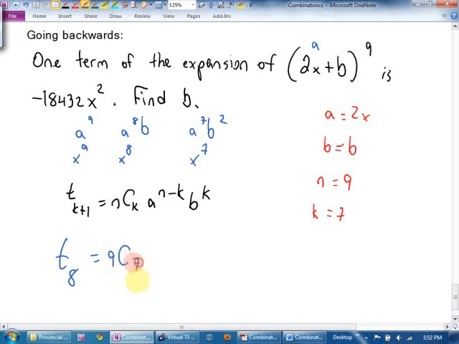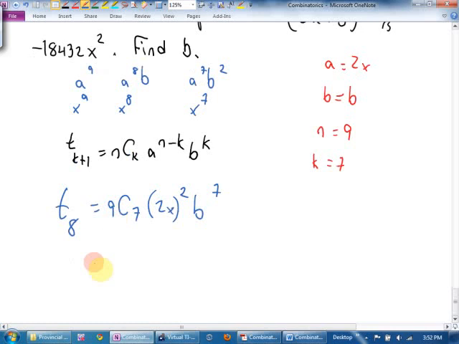2x to the n minus k, which is squared, times b to the 7th. I'm going to tidy up the right side as much as I can. I'm going to go 9 choose 7 times 2 squared. What is 9 choose 7 times 2 squared times 4? 144? So I have this: 144 x squared b to the 7th.